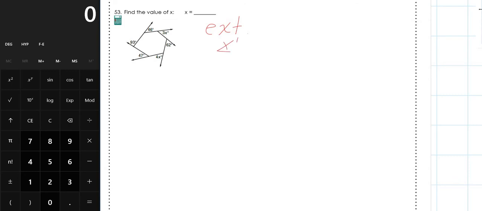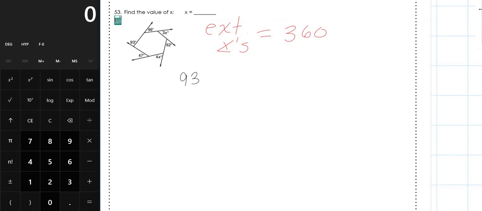Exterior angles. Regardless of the number of sides, for a polygon, exterior angles will always equal 360. It doesn't matter if it has 6 sides, 10 sides, 20 sides. All of these on the outside should equal 360. So to solve for x, we're going to set up an equation where we add together all of these exterior angles and set them equal to 360.